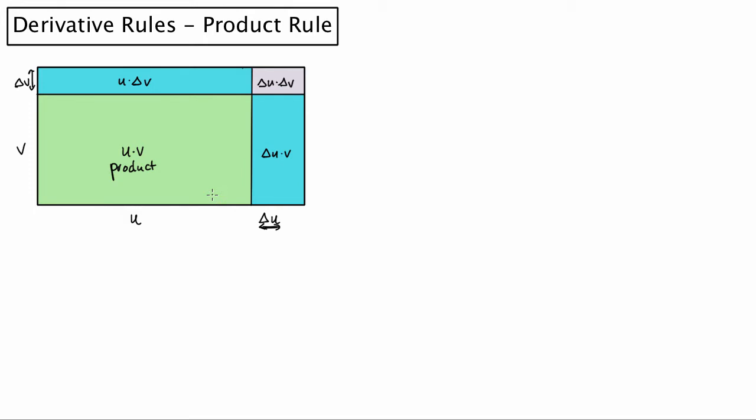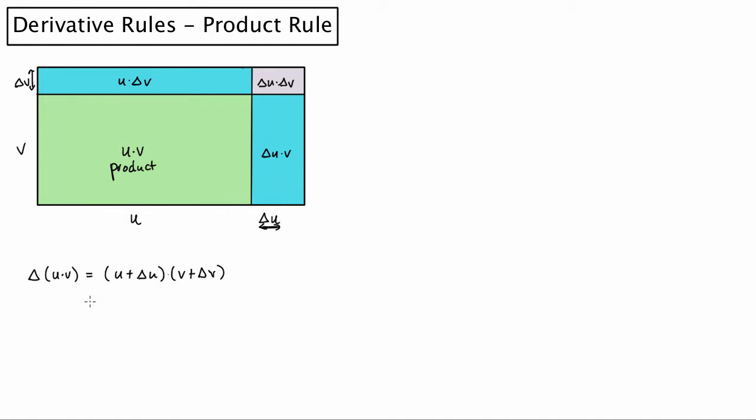And so if you want to think about this, I can think about the change in the product UV as being the change in the size of the green is equal to U plus delta U, so U plus delta U is the entire bottom length, times the new height, V plus delta V. So basically this is the change in the area of the green rectangle, which is equal to the new height times the new length.